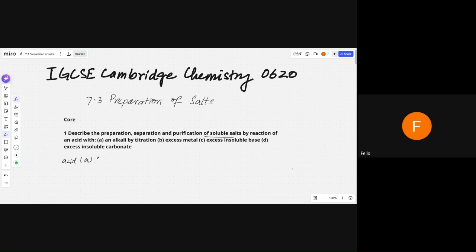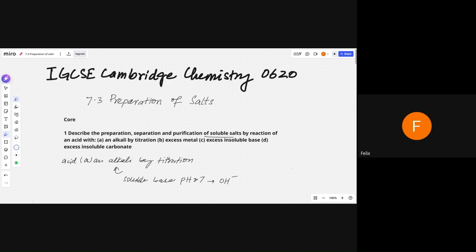So what is meant by an alkali? In the previous lessons, we learned that an alkali is a soluble base, right? A soluble base with a pH of greater than 7. It releases hydroxide ions, or it is a proton acceptor and so on. These are the definitions of a base or an alkali. A soluble base has a special name, which is called an alkali.